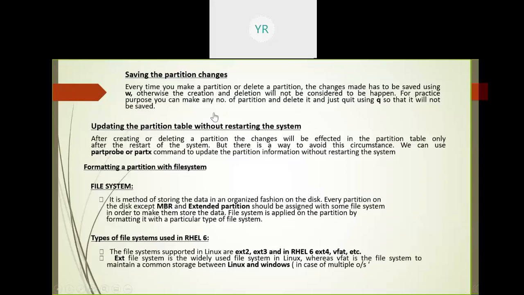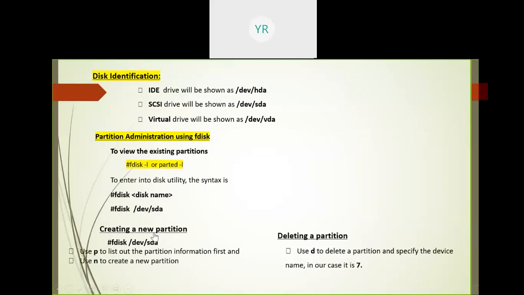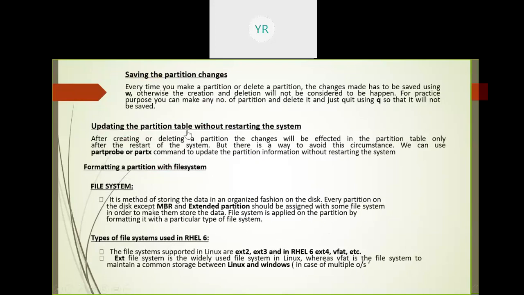Next, after creating a new partition, you need to update it in the partition table. Normally, to enter the partition, you would need to reboot. Without rebooting, you can update the partition table using the command partprobe or partx. partprobe was used in older RHEL 5 versions; it is better to use partx -a with the partition name. So first we need to create a partition, then update its information in the partition table using partx. After that, the partition will be created on that hard disk.